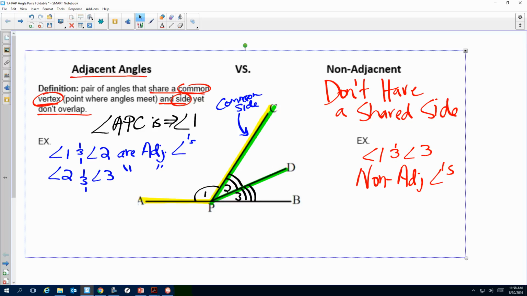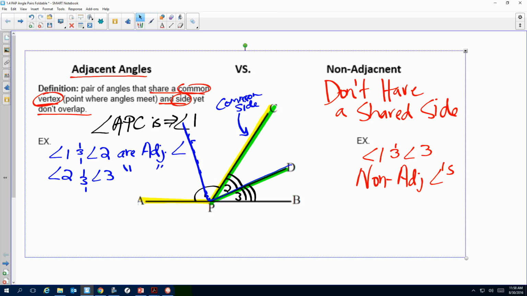So if I were to draw another angle here, this angle here overlaps this angle, like my blue angle overlaps my yellow angle. You see what I'm saying? Okay, all right.